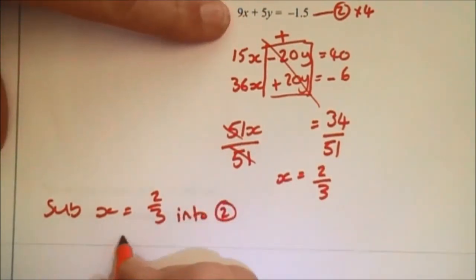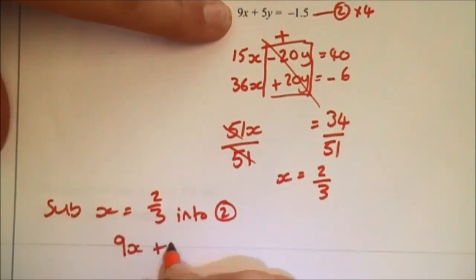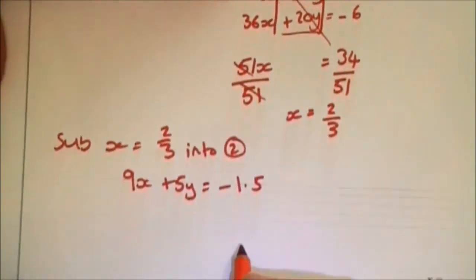So I'll start by writing the equation out. It was 9x plus 5y equals negative 1.5.